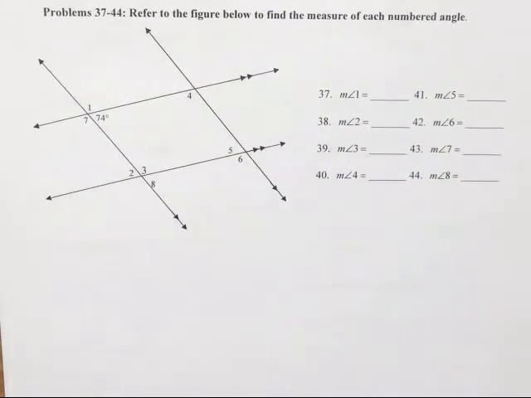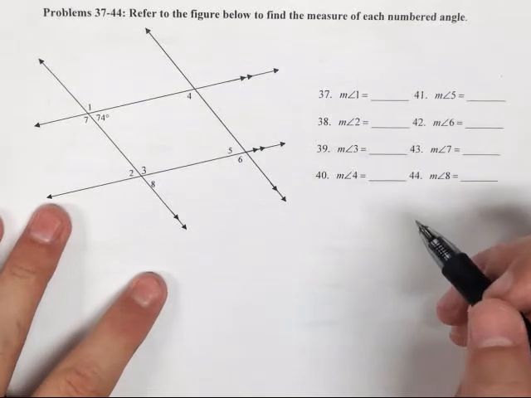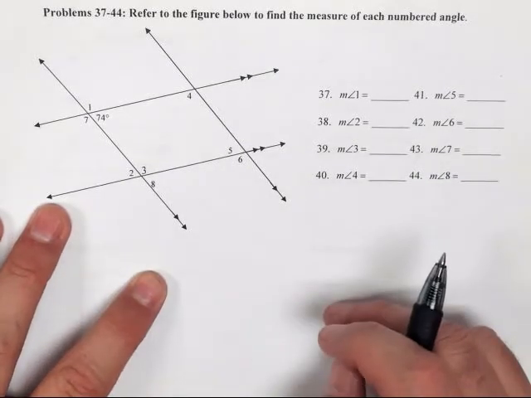All right, last video, we're going to combine numbers 37 through 44. Remember on the test, there's actually going to be quite a bit of these sections where you have to just identify alternate interior, alternate exterior, all that stuff, and be able to identify angle measures.